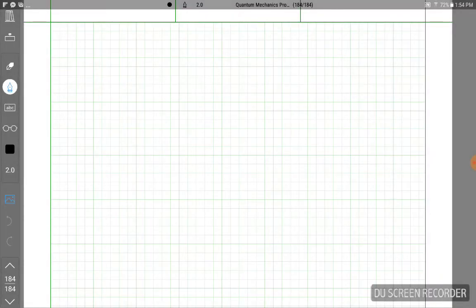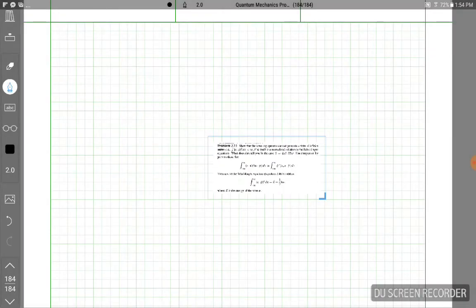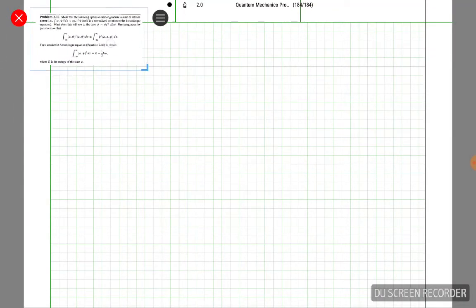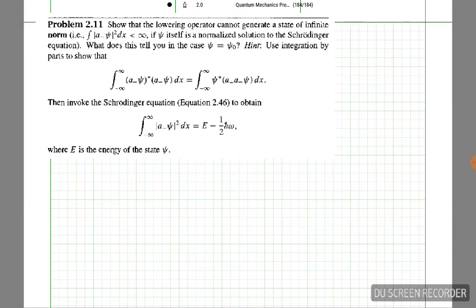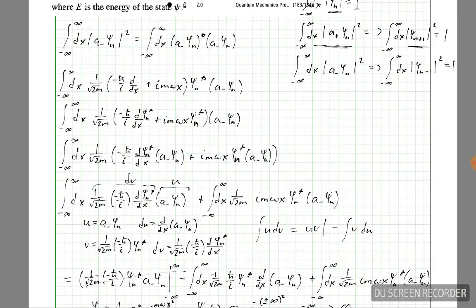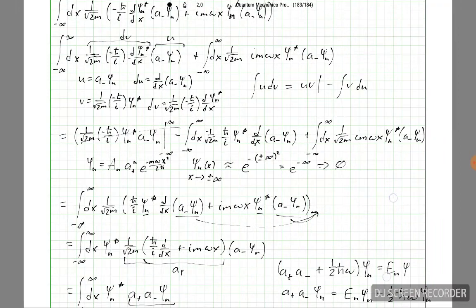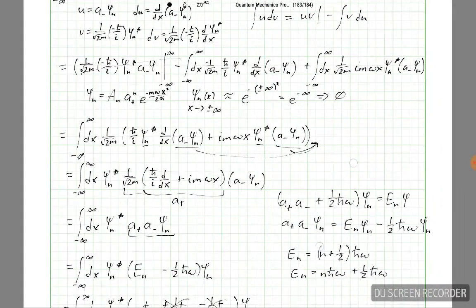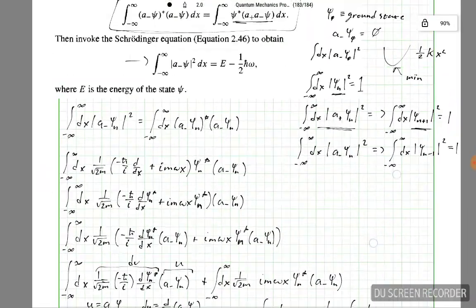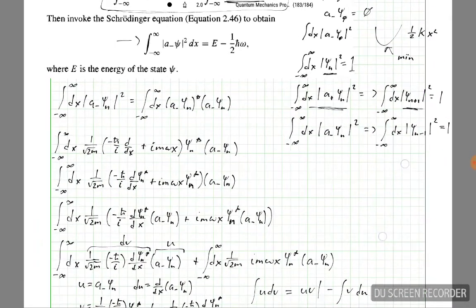And then what we're going to be left with, let's go ahead and make sure we pull up our problem so we don't forget what we were doing. So what I'm left with here, although actually I think I did the one for raising operator, didn't I?